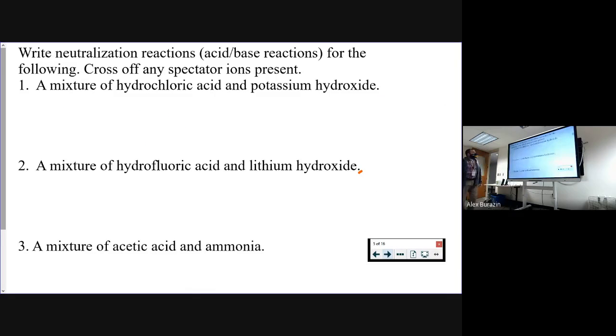All right. Write a neutralization reaction for the following. Cross off any spectator ions. Now, I have 3 examples right here. I would like you to try these, but here's what you need to be aware of in order to get these correct. If you have a strong acid, it breaks apart. If you have a strong base, it breaks apart. If you have a weak acid, it stays together. And if you have a weak base, it stays together. See what you can do.